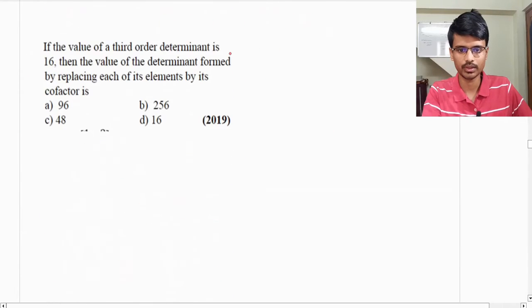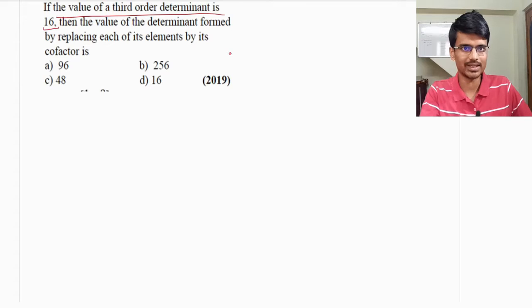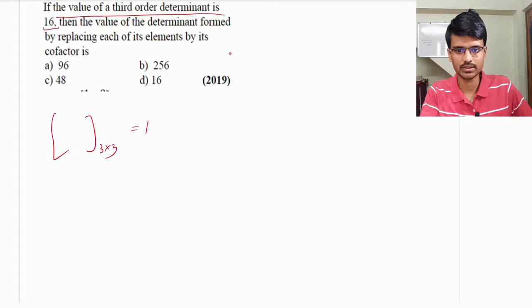Moving on. This is a good question. The value of a third order determinant is 16. So what does this say? There is a square matrix that is of order 3, so we have got a 3 cross 3 matrix. The determinant of A is 16. This is what they have told us. Then the value of the determinant formed by replacing each of the elements by its cofactor is?